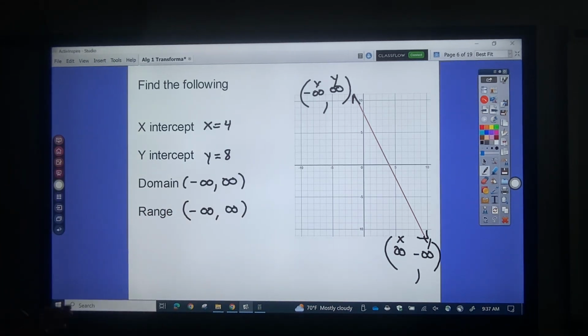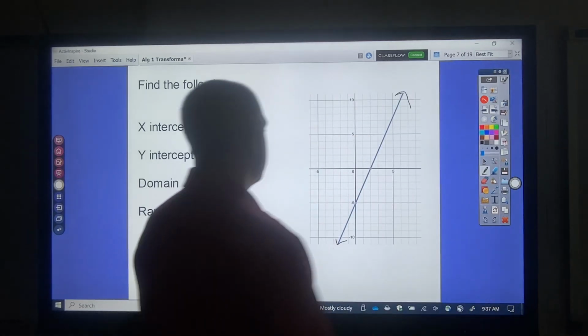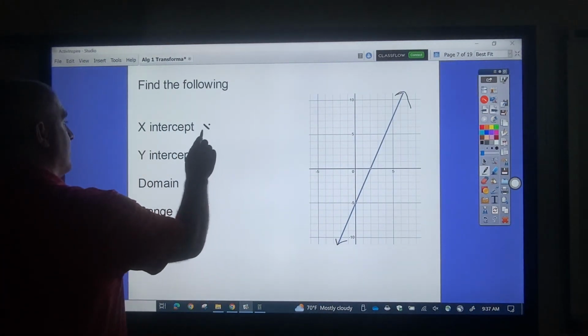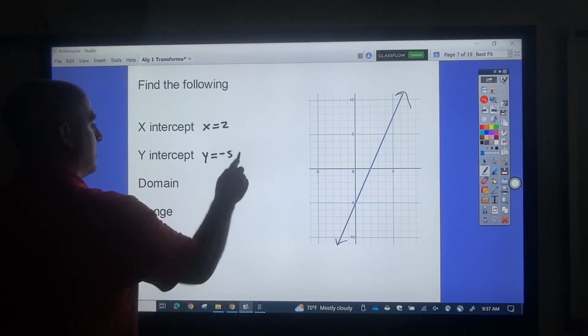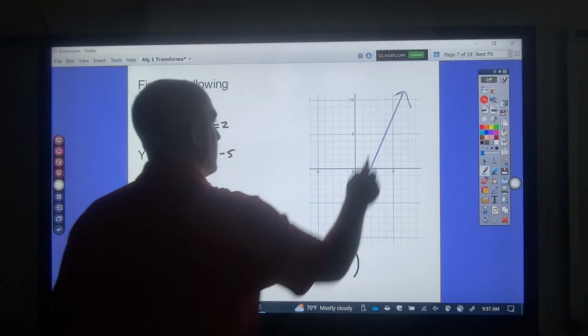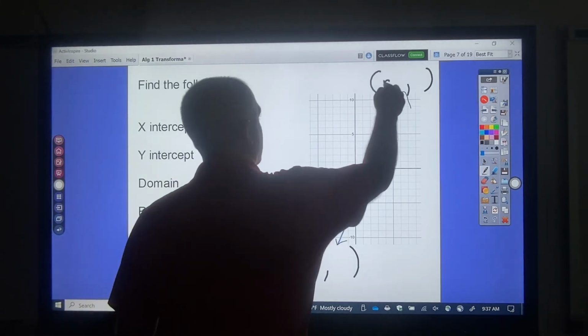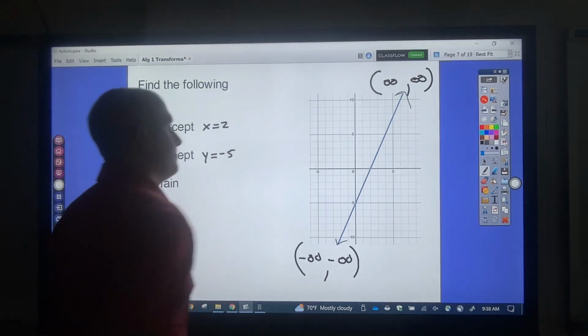So line, as you can see, is going to be all real numbers for the domain and range. Okay, my x-intercept here is going to be right there at 2. Y-intercept will be right there at -5. Let's label the arrows for the domain and range. That is a left arrow. That is a right arrow. That arrow is going down. That arrow is going up.